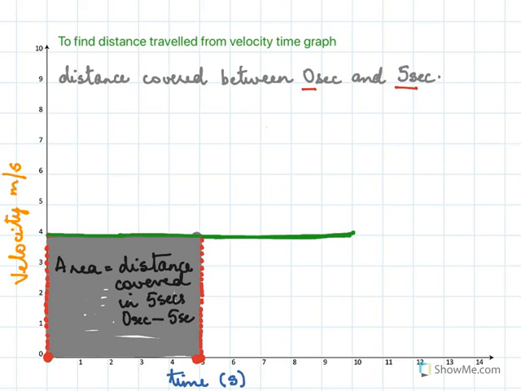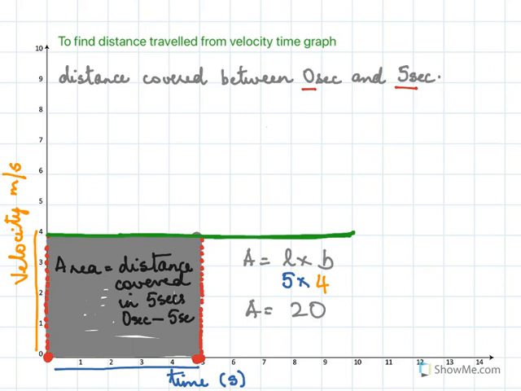And how do we find this area? This area will be length into breadth, right? So the area will be length into breadth, and we see the length here. This length is 5, so I put 5 here, and the breadth here is 4, so into 4, so the area will be 20 meter square. So distance covered will be equal to 20 meters. So again I repeat, this is the length from 0 to 5, and this is my breadth from 0 to 4.